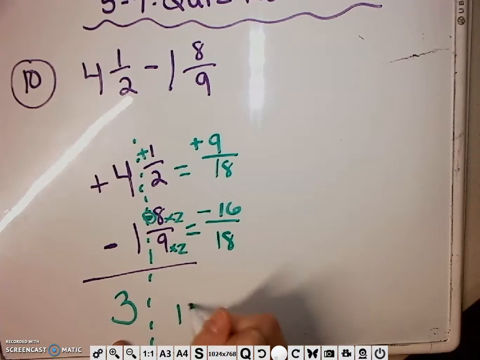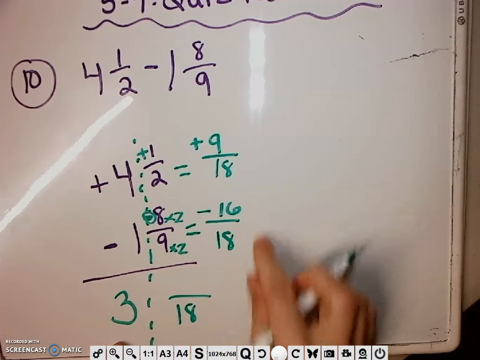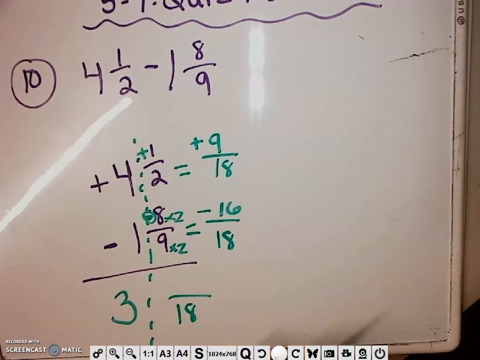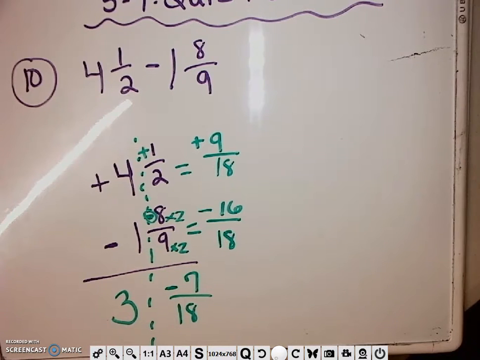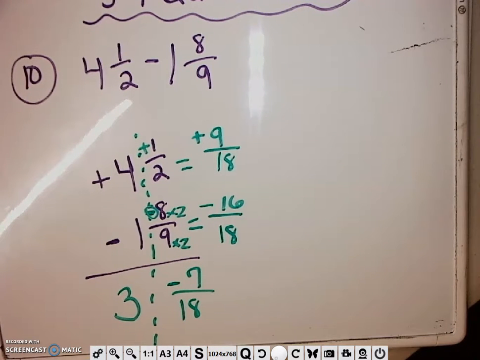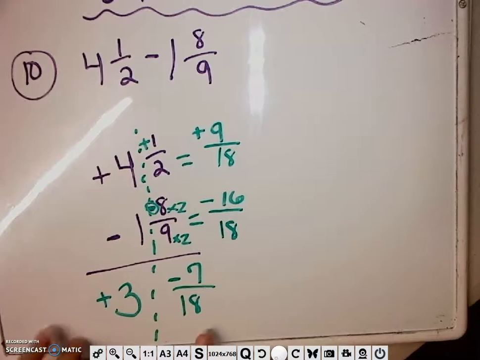Okay, so I write 18, the common denominator. Now I have negative 16 plus 9, which gives me negative 7. Here's the problem, you guys. This is positive 3, and that's negative 7/18. That's not going to work, okay?